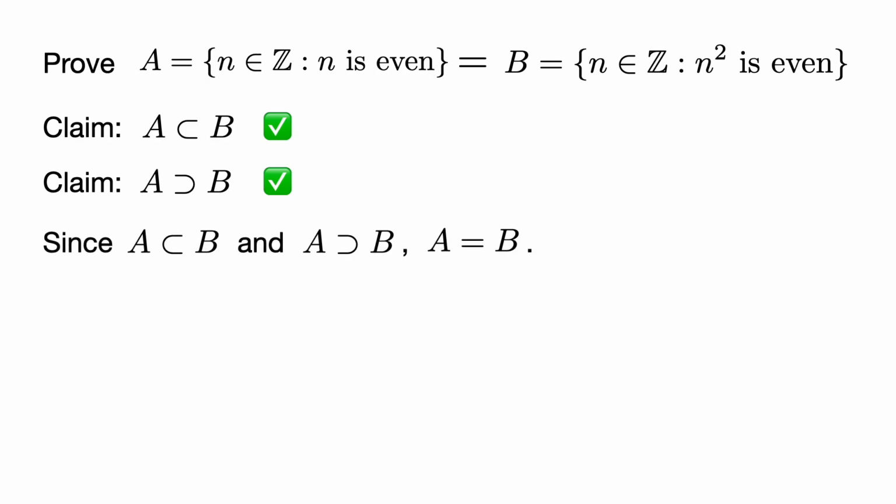Okay, since A is a subset of B and A is a superset of B, A equals B. End of proof. We can have ordered sets. We denote them with parentheses. So here's an example of an ordered set, (1, 2, 5). And this does not equal the ordered set (1, 5, 2). These are now different sets because order matters.